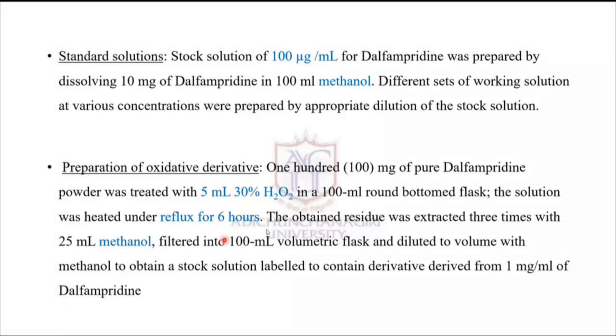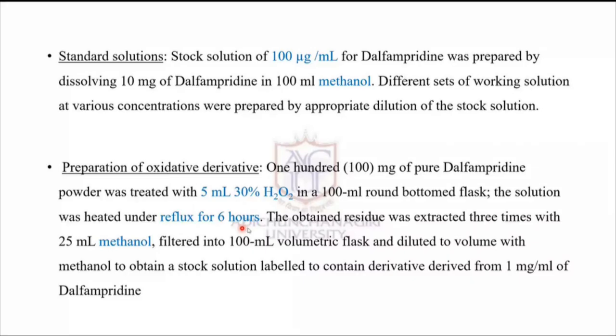The 6 hours reflux was done using methanol, and 3 times methanol was used for extraction. Here the volume of methanol used was totally 75 ml for extraction. Then finally it was made up to 100 ml. So totally 100 ml of methanol was utilized for preparation of this derivative. We should also note the point that it is reflux for 6 hours, heating for 6 hours.